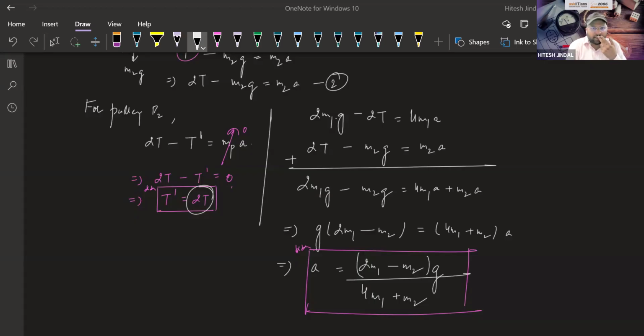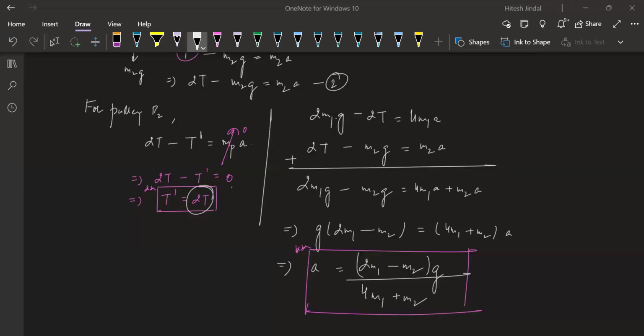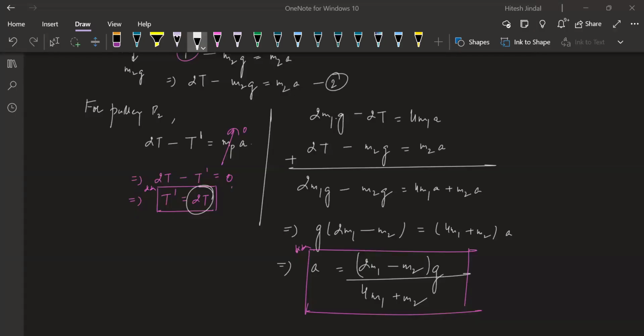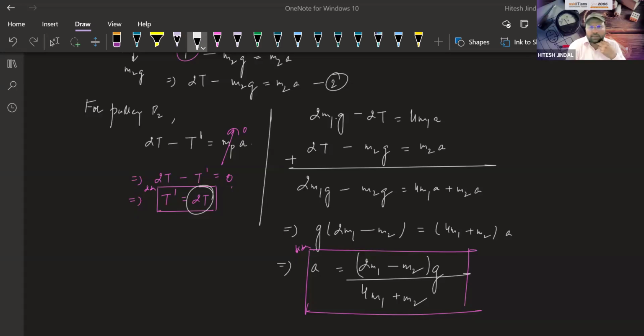Is it tension you are getting? Yes, sir. But tension does not have any role of M1 and M2. It is not coming. So I think there is some error in the calculation because M1 and M2 are getting cancelled for me. I don't think that will be the case.